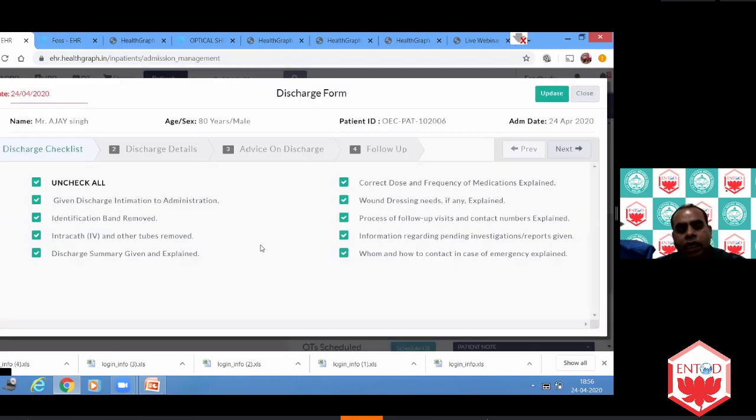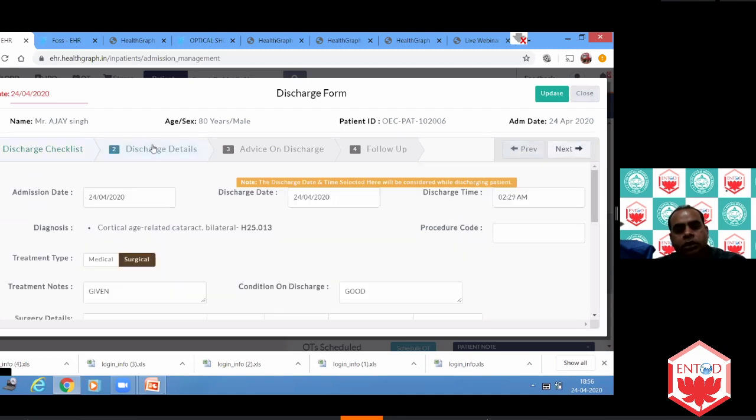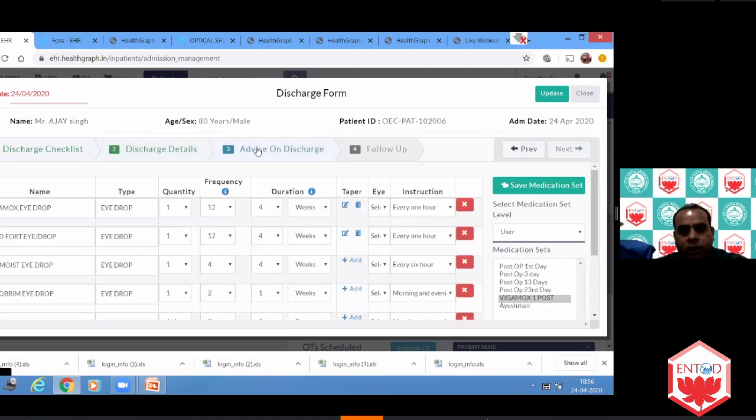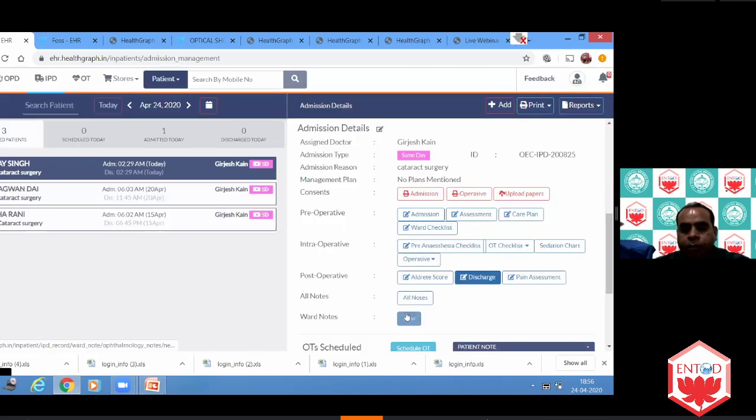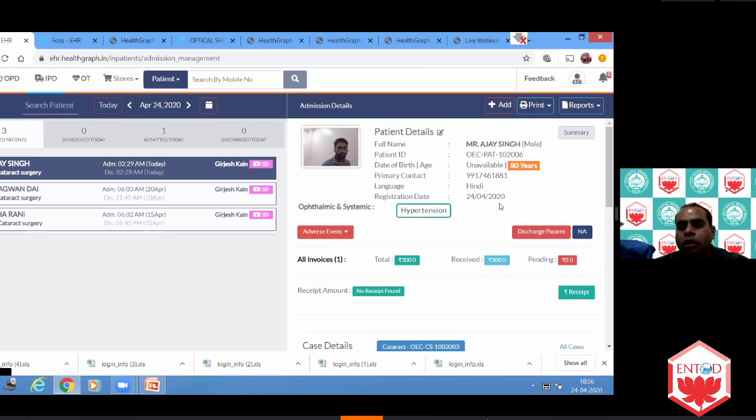And this is the discharge. Doctor, what the procedure is, the discharge details, advice on discharge, what drugs you have advised, what the follow-up is, and the pain notes, all these are available over here.